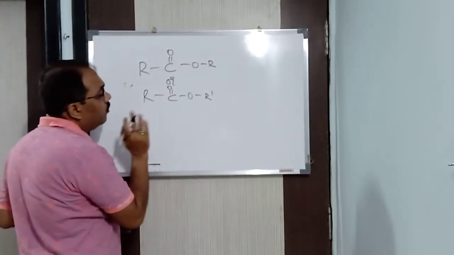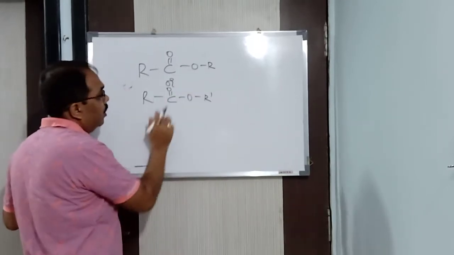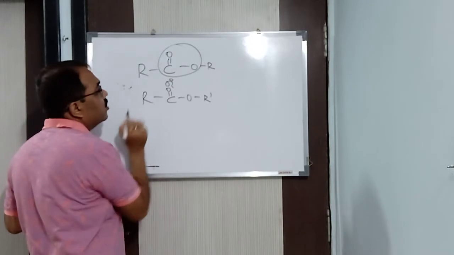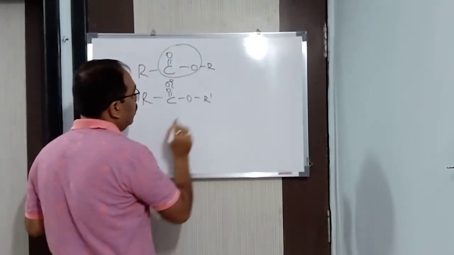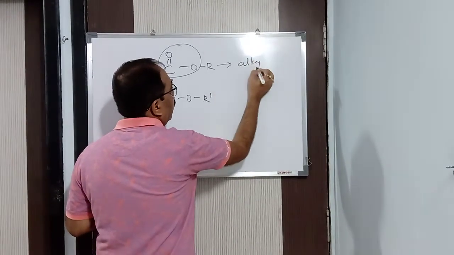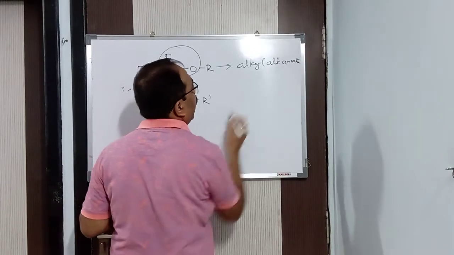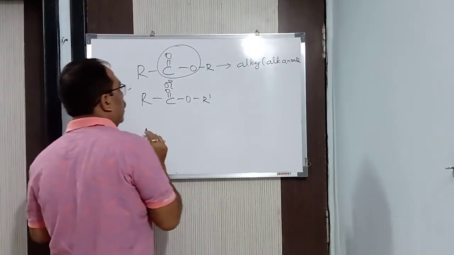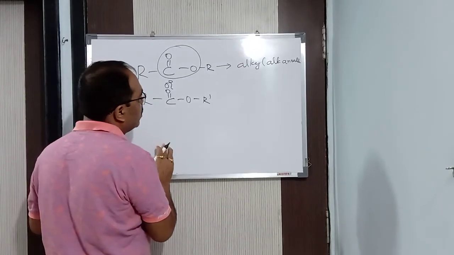Alright. Now how do we write the IUPAC name? This is the general formula for the esters, and this is the functional group of the esters, you know that. Now when you are writing the IUPAC name, the general IUPAC name is alkyl alkanoate. Now I need to tell you which is alkyl and which is alkanoate.